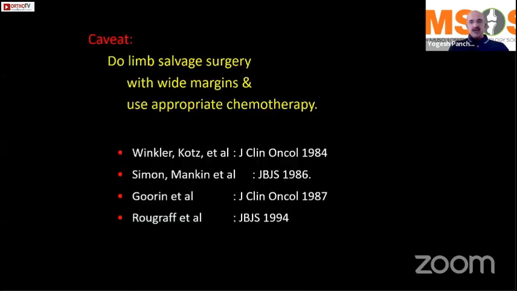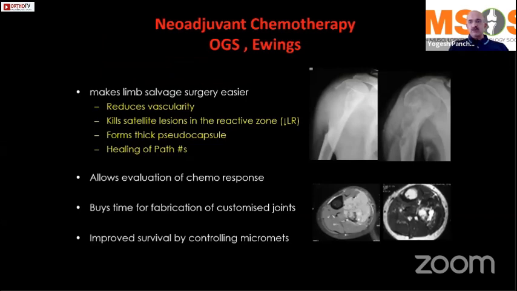And that is what emboldened us, and we started doing more and more limb salvage surgeries, to the tune that most of our surgeries now, about 95%, are limb salvage surgeries, and less than 5% are actually amputations. Osteosarcoma is one of the lesions where we would definitely treat the patient using neoadjuvant as well as adjuvant chemotherapy.